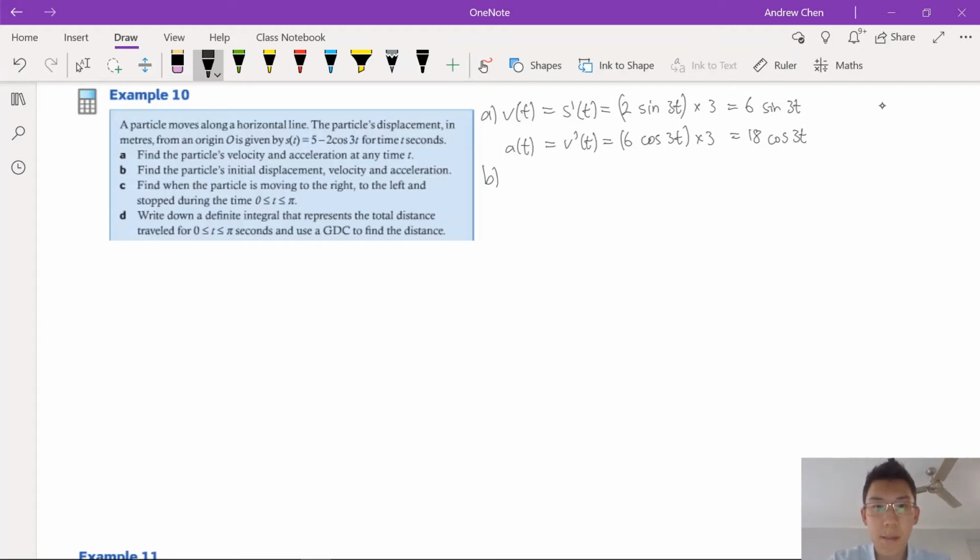Okay, that's A. Now B, find the particle's initial displacement, velocity, and acceleration. Right, so that's all when the time is 0. Initial time is 0.